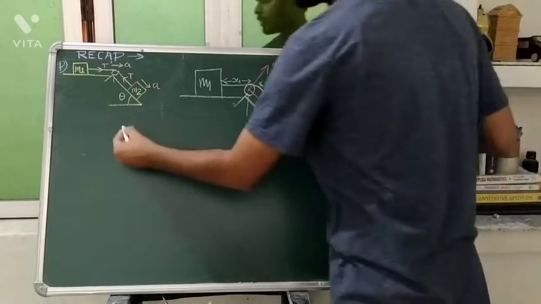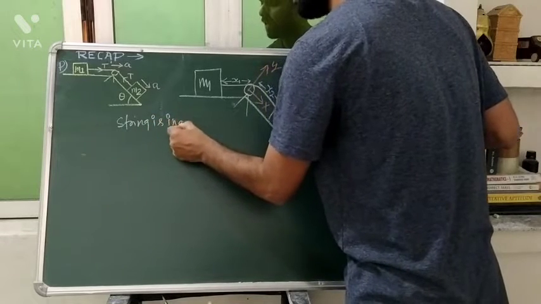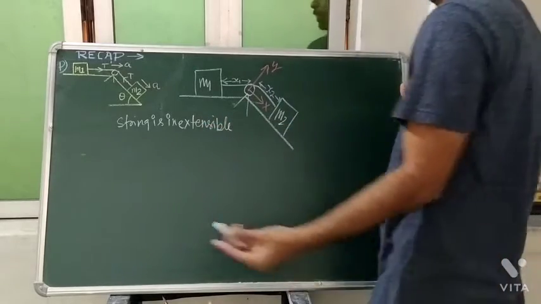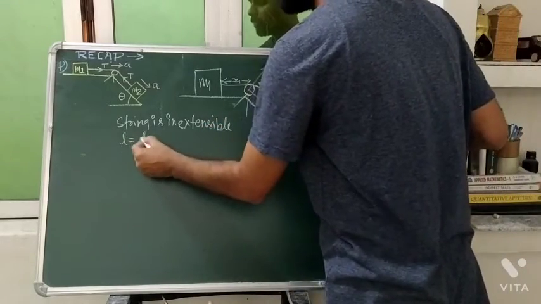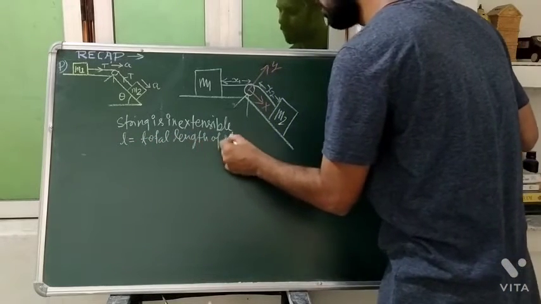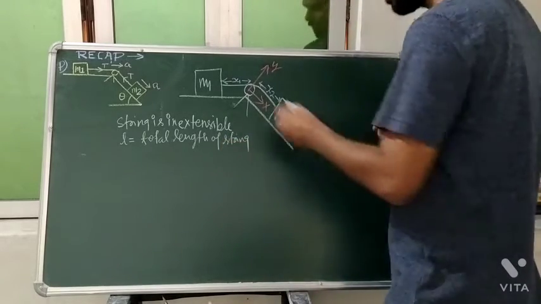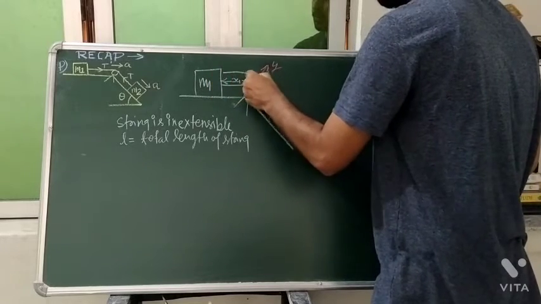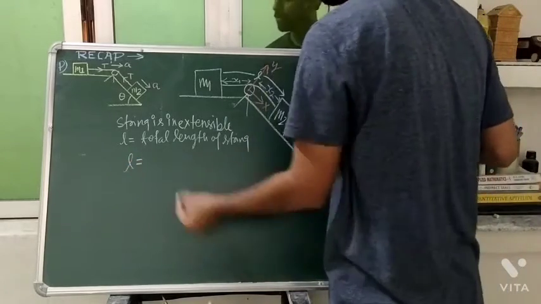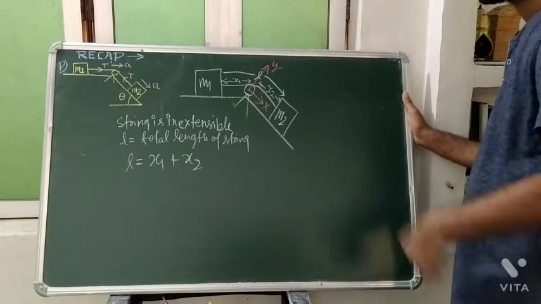So of course student, the string is inextensible, and L is, suppose, the total length of the string, so it is not going to change. The string is inextensible, so L is our total length. This is L, the total length of that string. So this L should be equal to what, student? x1 plus x2.